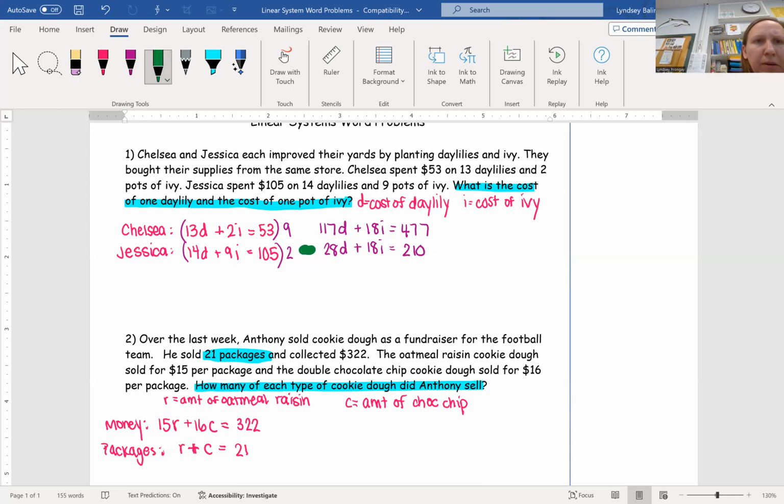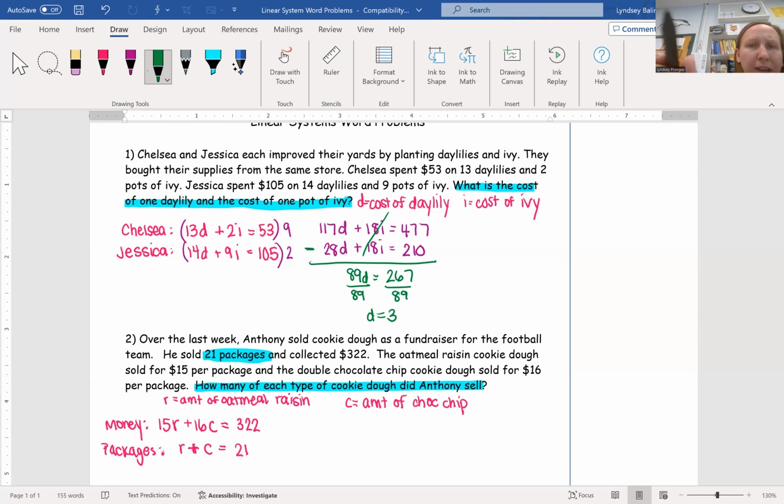Ooh, that's a really big subtract sign. Let's change that thickness there. So we're going to subtract here. 18I minus 18I is 0. 117D minus 28D is 89D. And then this one is 267. And then if we divide, we get D equals 3.